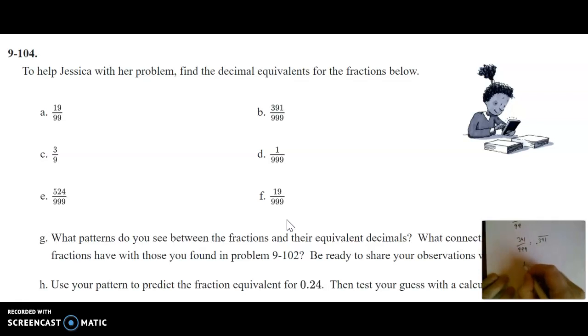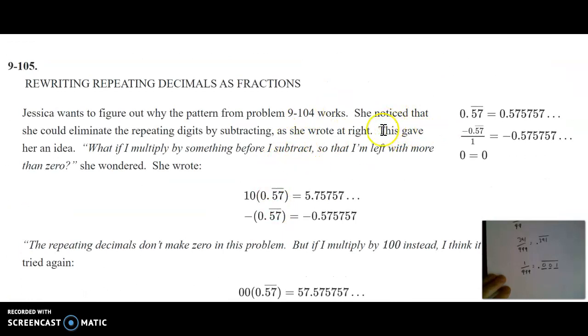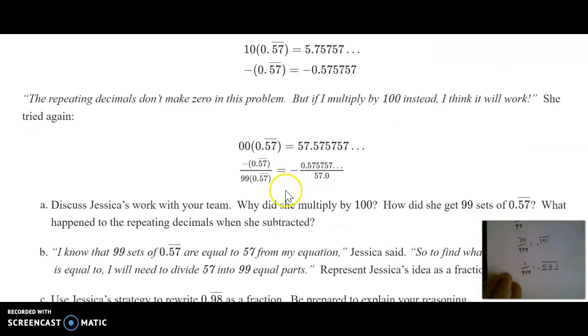Let's say letter D is 1 over 999. Well, there are three digits that will repeat because there are three 9's, but there's only one number given. All that means is you have 0.001, and that's what is going to repeat. So that was the pattern that we were looking for. 105, I included some videos after this, so that'll be a little clearer as far as what they're trying to show you. It's the algebraic way of converting repeating decimals into fractions.